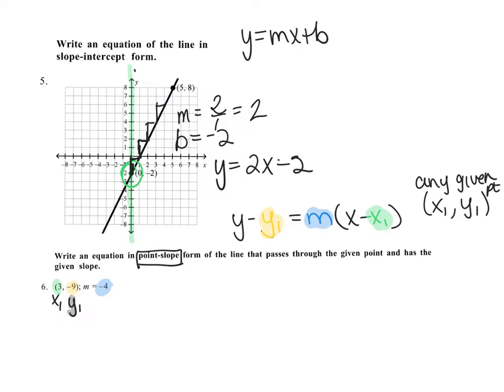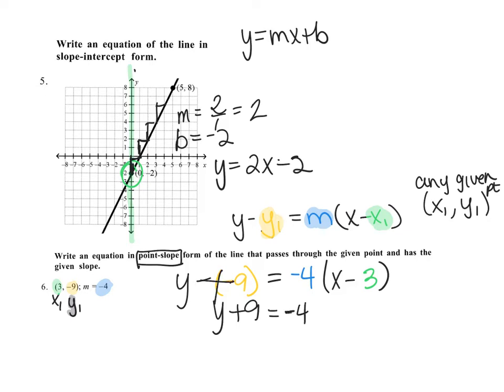Okay, so let's plug everything in. Y minus, I'm going to go with the yellow, negative 9 equals m, negative 4, times x minus, with the green, 3. I hope the colors help you see what numbers are going where. And then since I get to keep it in point slope form, I get to just do y plus 9, because minus a negative makes it plus, equals negative 4 times x minus 3. And you'll see on the rest of them, when it asks for slope intercept form, we're going to distribute and then get y by itself.